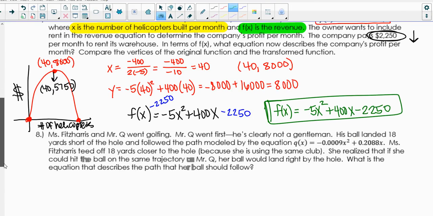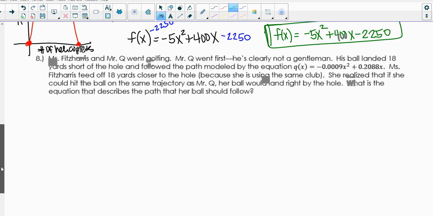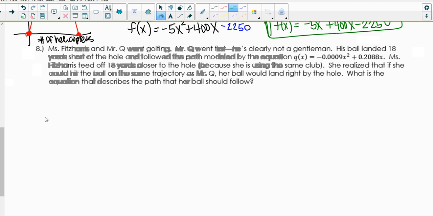All right, number 8, Miss Fitzharris and Mr. Q went golfing. Mr. Q went first. Oh, we're going a little crazy. He's clearly not a gentleman. His ball landed 18 yards short of the hole and followed the path modeled by the equation Q of x equals, and that's in standard form.